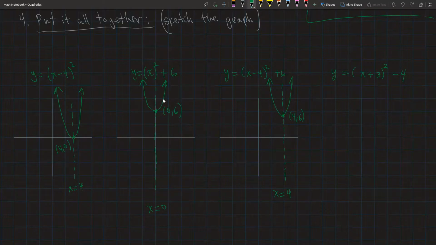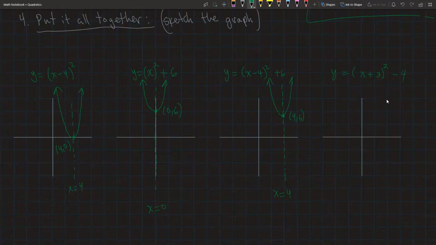All right. How did the second one get transformed from the parent function? It moved up 6 units. And how about this one? It moved up 6 units. So this graph right here has these two transformations combined. Moving the parent graph 4 units to the right and 6 up is this graph. This one only moves 6 up, and this one only moved 4 to the right. This one combined the movements.